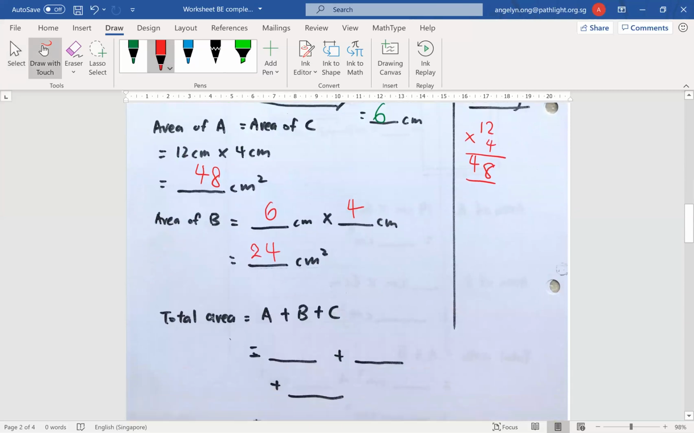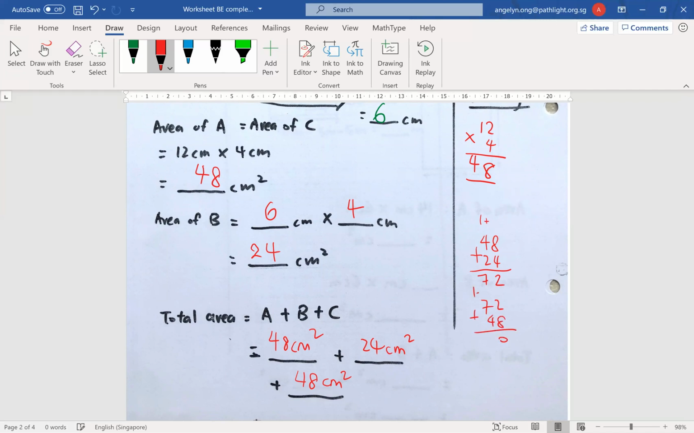So we add A, which is 48 square centimeters, B, which is 24 square centimeters, and C, which is same as A, 48 square centimeters. Okay, let's add them up. 48 plus 24, that will give me 72. So 72 plus 48. What would that give me?